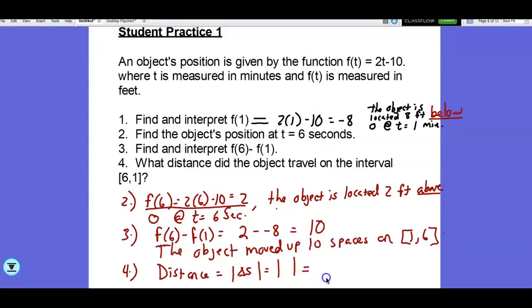All right. And then the last one, distance, is just the absolute value of what we found in number 3. Number 3 is what's called the delta S. It tells you the direction the object traveled. It moved up 10 spaces. Distance doesn't care about direction, so we just take the absolute value of that number. But the absolute value of 10 is still just 10, so we have 10 feet as our final answer there, number 4. Okay? Let's move along.